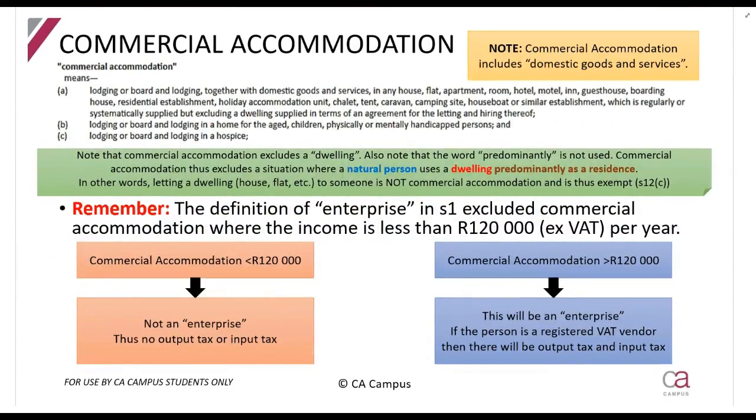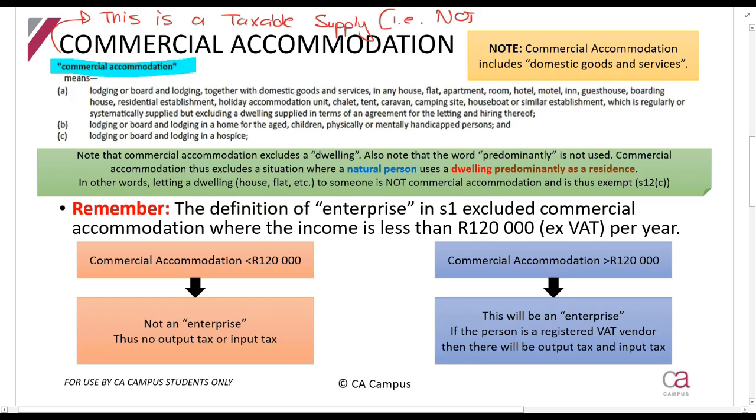Right, what is commercial accommodation then? So commercial accommodation, I'm going to make a comment, this is a taxable supply. In other words, it is not exempt. So commercial accommodation is taxable, residential is exempt.